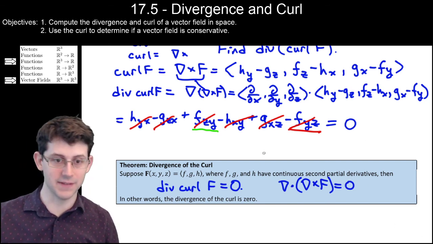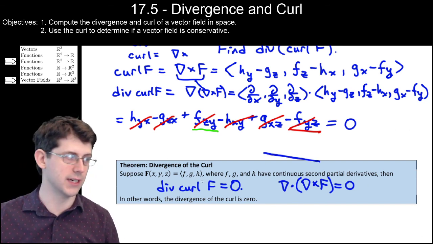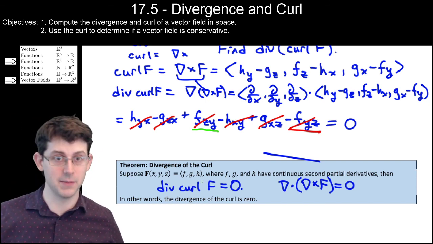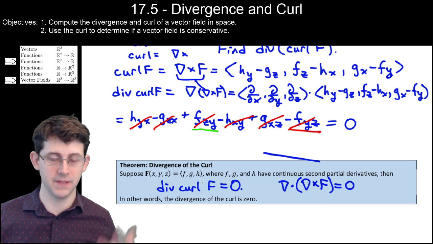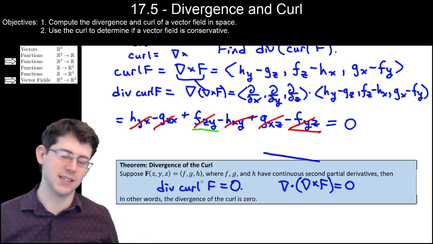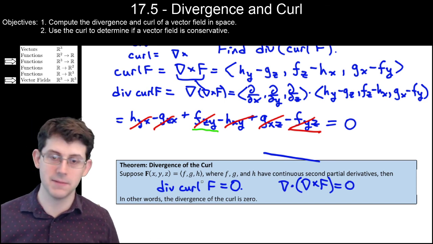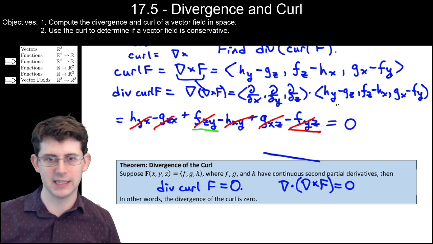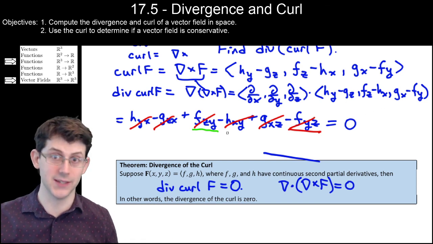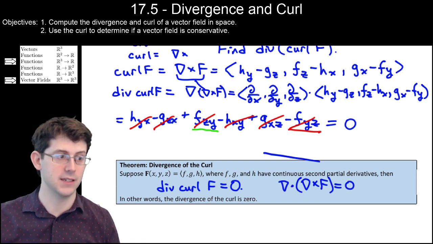Anyway, that's 17.5. Your goal here was just to compute divergence and curl, and then use curl to tell if a vector field is conservative. Curl equaling 0 means the vector field is conservative. So go do some practice problems. Just don't be afraid of the huge mess. It's just dot products and cross products. And usually the problems are set up so that they work really nicely. See you for the next section.